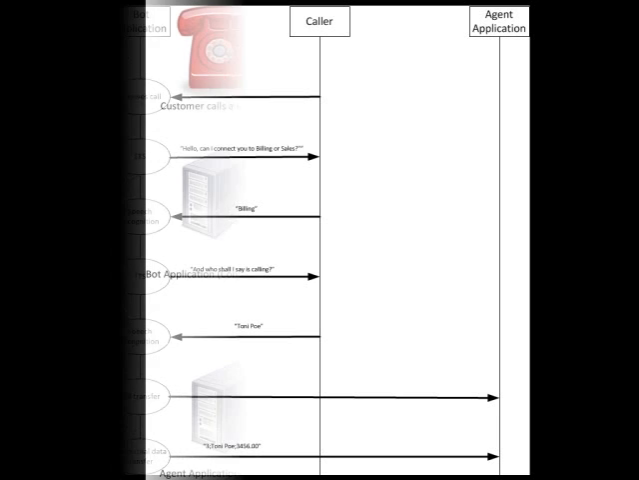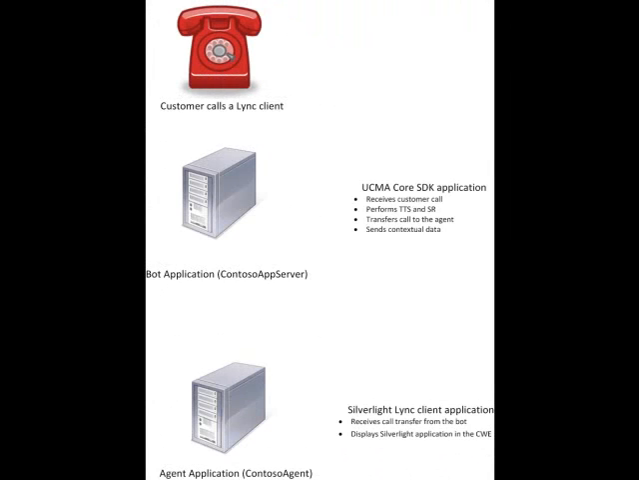The next slide shows that I'll be using 3 different computers for this demonstration. First of all, the role of the customer is played by a third computer that you'll never see. I use it to call into the bot application, which is our fictional switchboard operator. The bot application receives the customer call, performs text-to-speech and speech recognition, transfers the call to the agent, and sends contextual data providing background information about the customer.